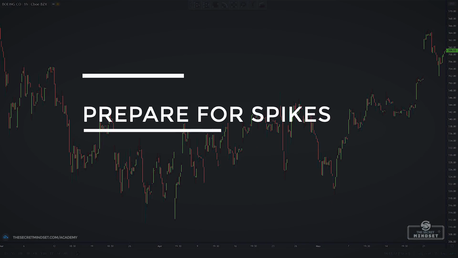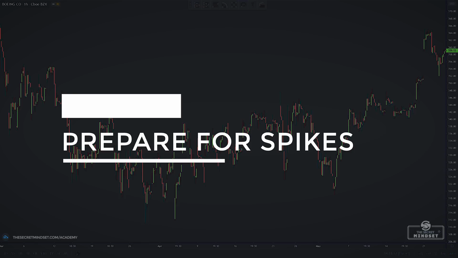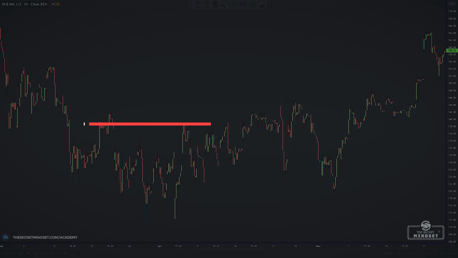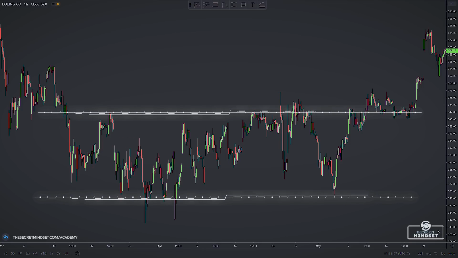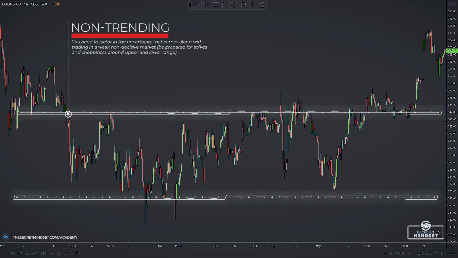Now, even though you have established all the possible areas on the chart that could potentially cause trouble for the price as it hits these regions, you need to factor in the uncertainty that comes along with trading in a weak, non-decisive market.